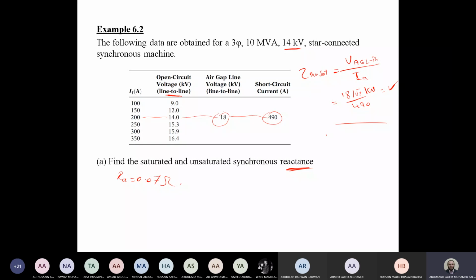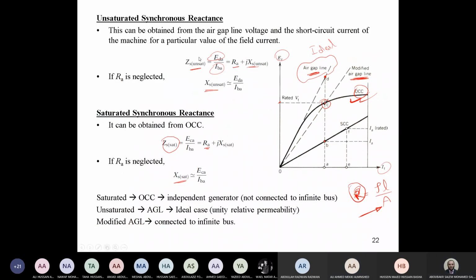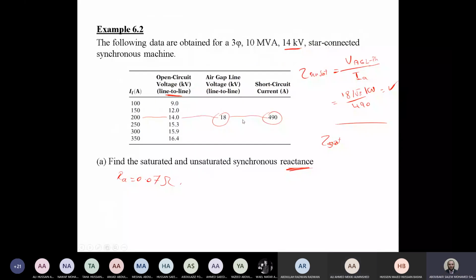Doctor, why did you use the air gap voltage? Why didn't you use the 14? Because we need first to calculate the unsaturated. We discussed here that the unsaturated value is obtained from the air gap line. This is the ideal value, and it's required here to calculate the ideal and the actual. So for the unsaturated, we calculate it from the air gap line, because this is the ideal one.